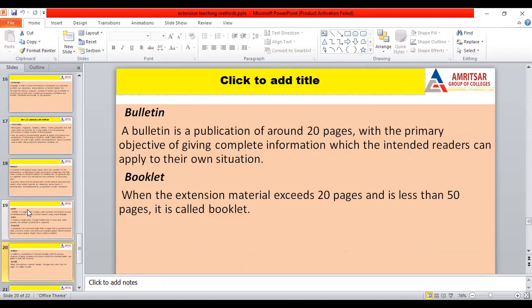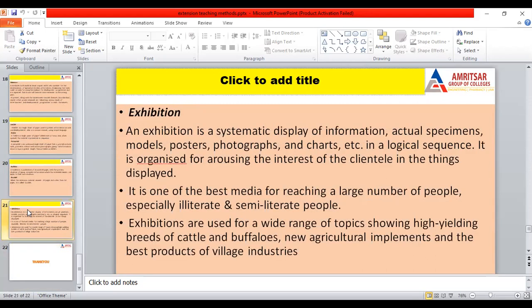Next is bulletin. A bulletin is around 20 pages, and its main objective is to provide complete information to the readers. Next is booklet. In a booklet, there are more than 20 pages and less than 50 pages. So there is a difference between a booklet and a bulletin. In a bulletin, there are around 20 pages, but in a booklet, there are more than 20 and less than 50 pages. Next is exhibition.